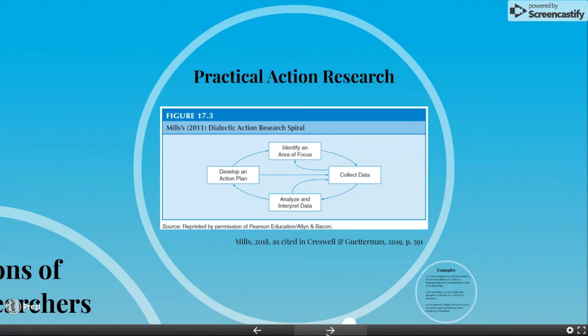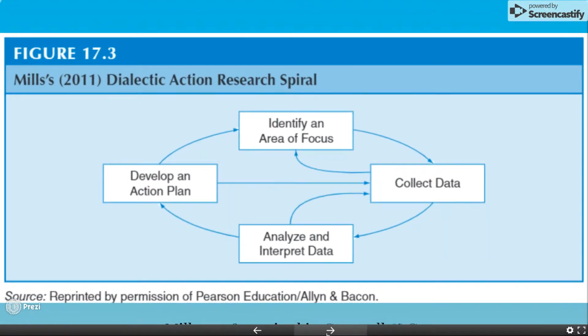The research process that they choose to examine develops an action plan. It looks at and identifies an area of focus that they would like to grow for themselves or within the school. They collect data, they analyze and interpret, and continue to develop action plans.